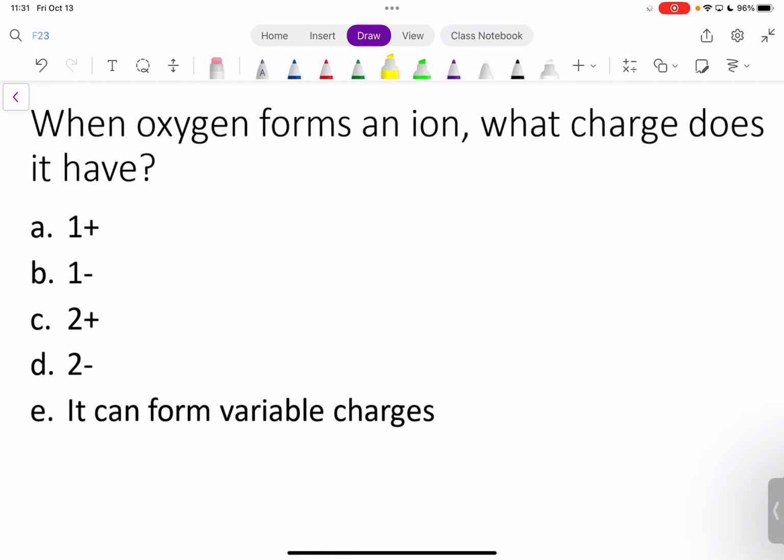I also have, if you need note cards still, a bunch of blank note cards here, so come see me after class if you need some.